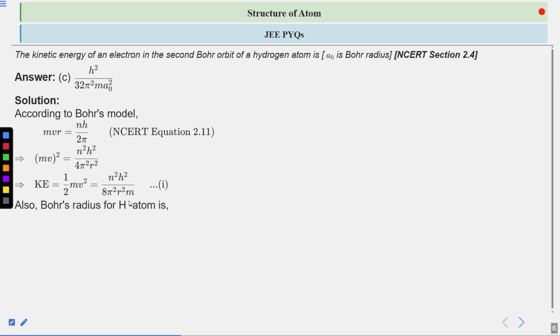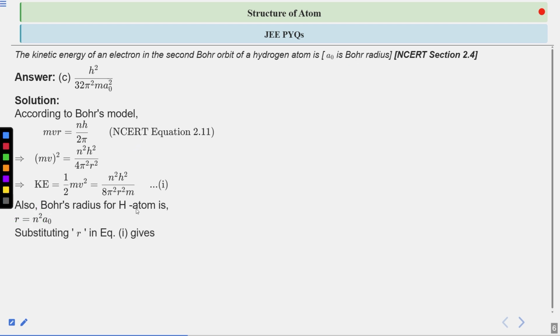Now, according to the Bohr radius of the hydrogen atom, we know that the radius of the nth orbit is given by n square a naught. That same a naught which is mentioned in the question, its value is fixed. So I'm leaving it up to you to remember this value, what was the exact value in terms of picometer or in terms of angstrom or meter.